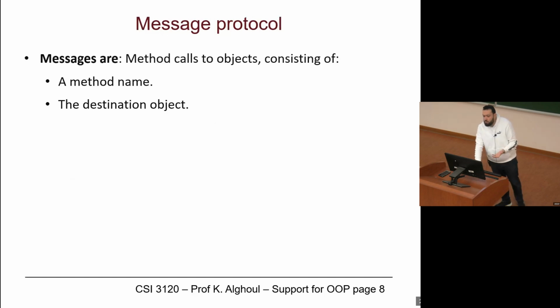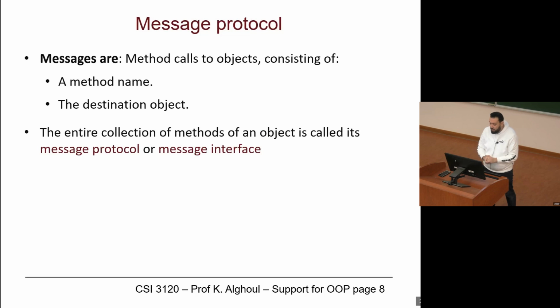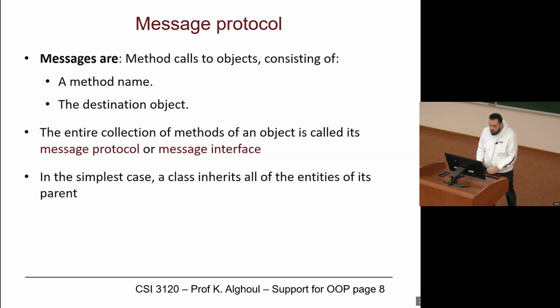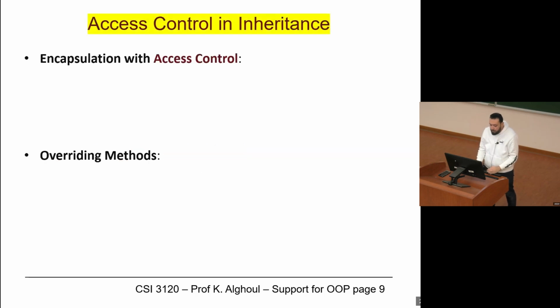Now, very quickly, message protocol. Messages are method calls to objects consisting of what? The method name and destination object. The entire collection of methods of an object is called its message protocol. So we're not going to focus a lot on it. The simplest case, guys, is that the class inherits all of the entities of its parent. So that's the simplest one, you just have a subclass that will inherit everything.